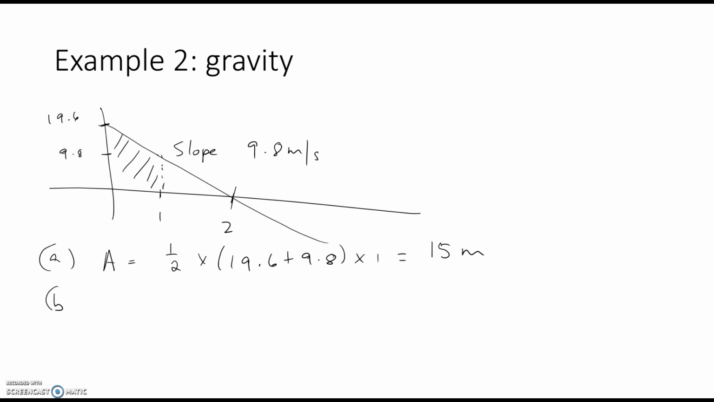How long to reach the top? Well, it's going to reach the top when the velocity is 0. And we can see that that's this point here, so we can just read off that t is 2. The highest position is when the graph goes to t equals 2, and then we need to again find the distance under the graph. The area under the graph would be 1/2 times 19.6 times 2, which would give us about 20.